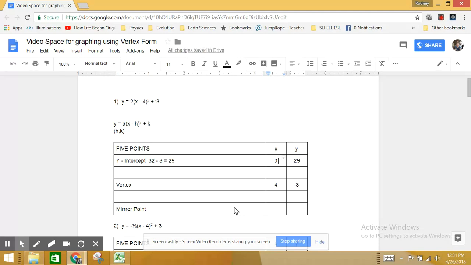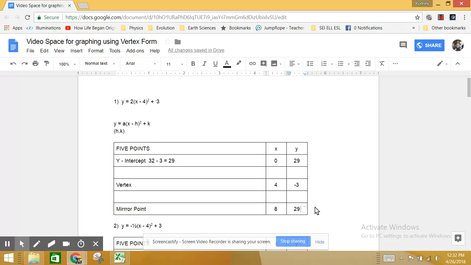Now, I can find my mirror point, which is on the opposite side of the parabola from my y-intercept. The middle of my parabola is defined by the vertex, so the x value here is the middle x value of the parabola. If I go halfway across the parabola, I've gone 4 places. To go all the way across, I've got to go 8 places, 2 times 4. So my x value there is going to be 8, and my y value is at the same level because the parabola is symmetrical.